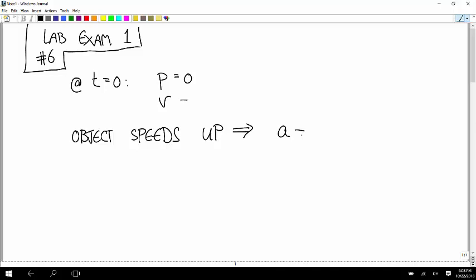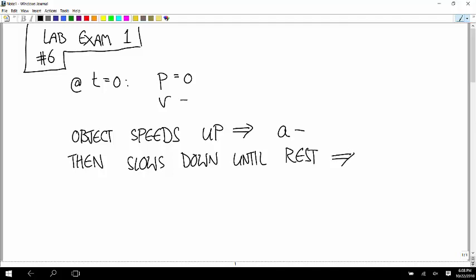And then it slows down until it's at rest. So how do we interpret that it slows down until rest? Well, it's still moving in the negative direction. So if it's slowing down, we have to have a positive acceleration. So acceleration is positive until, what does the graph look like once it's at rest?